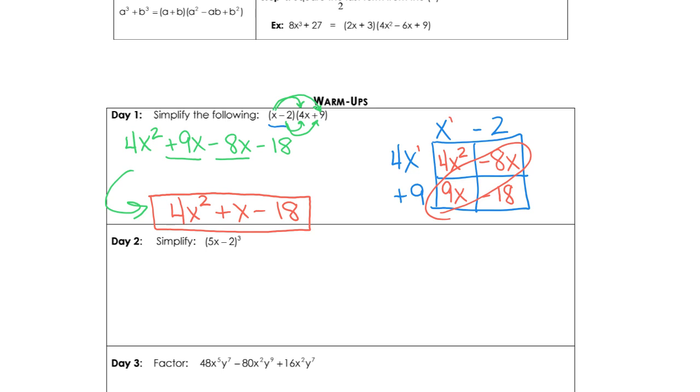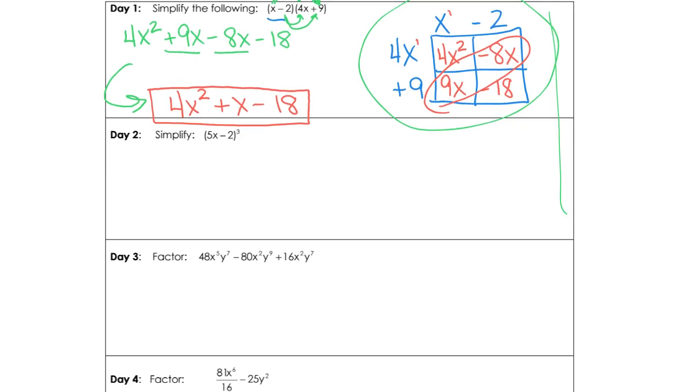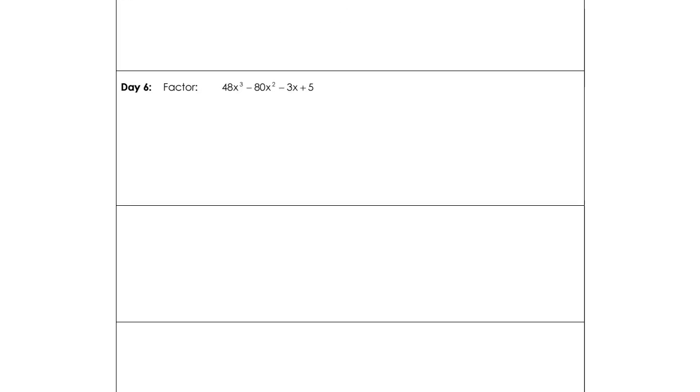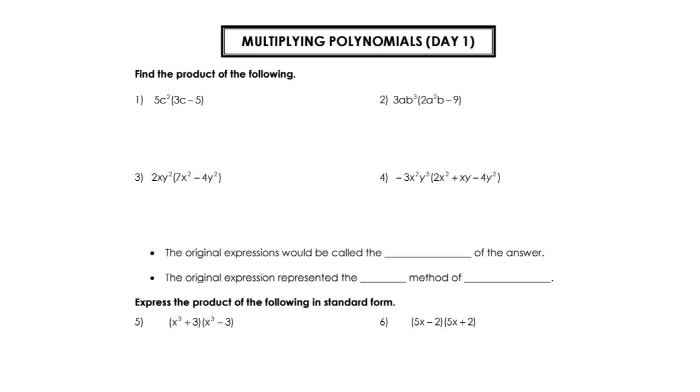So either method, you have to pick and you have to decide, and that's what we're going to do today. So whichever one you like, this one keeps you a little bit more neater and organized, but some people don't enjoy setting up the box. Okay, so we're going to go ahead and move to our notes on day one, which is called multiplying polynomials.